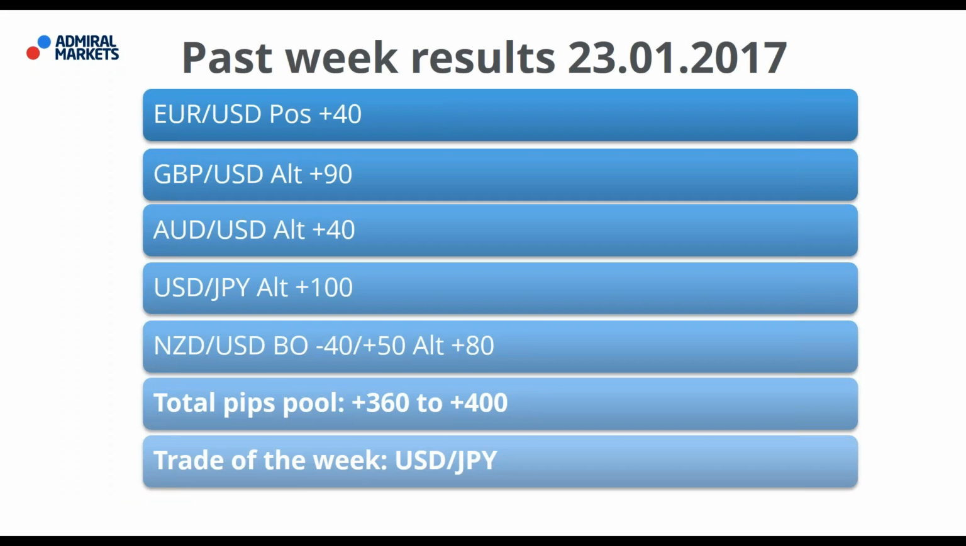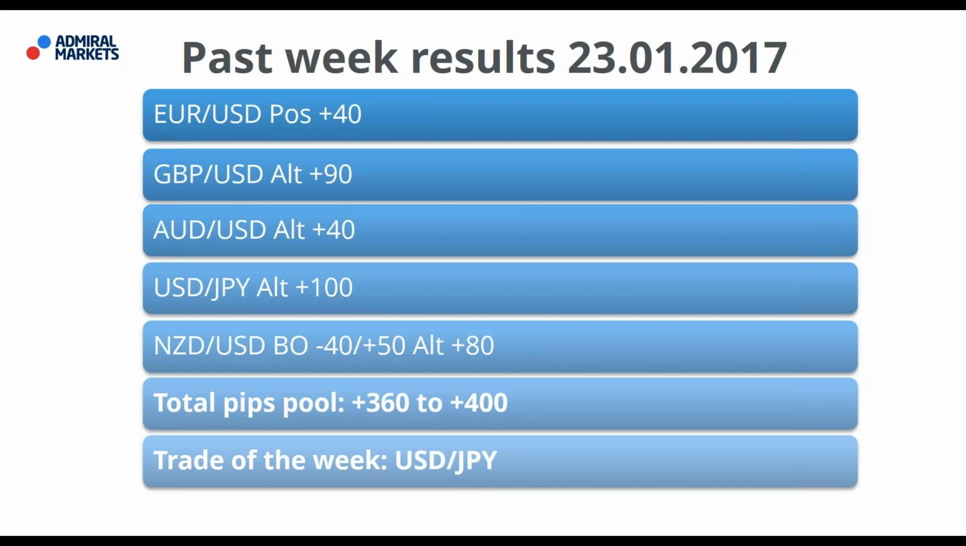So, past week results as of 23rd of January 2017. Euro dollar positional trade was good for 40 pips. Pound dollar alternative trade was good for 90 pips. Australian dollar alternative trade was good for 40 pips. Dollar yen, well, the dollar now is actually very good to trade.